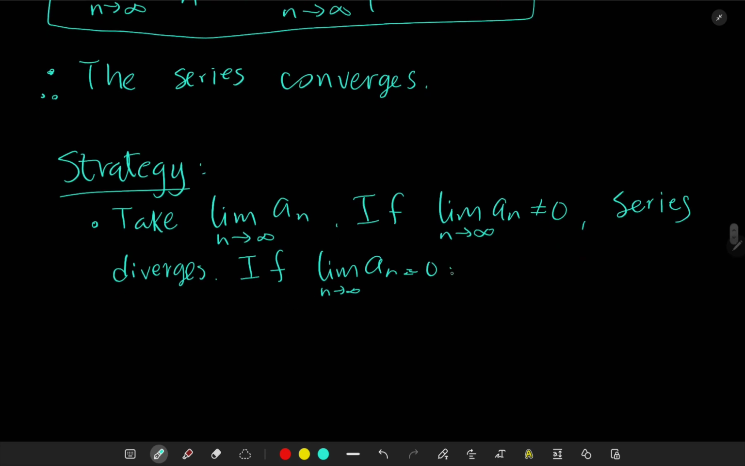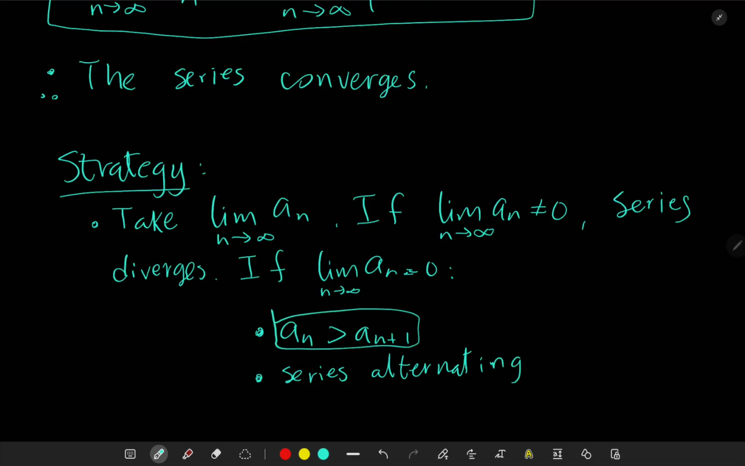You still have to show a_n is greater than a_(n+1), meaning the sequence of terms is decreasing. And also you have to verify that the series is alternating. The reason why I say that is because if you start checking this, but then you find that the limit was not 0, you just worked in vain, because this was not necessary to verify. This series was not going to converge anyways.